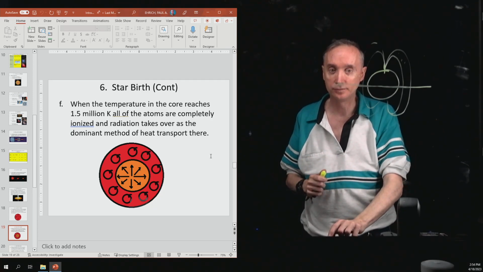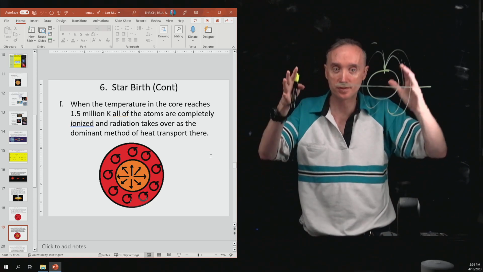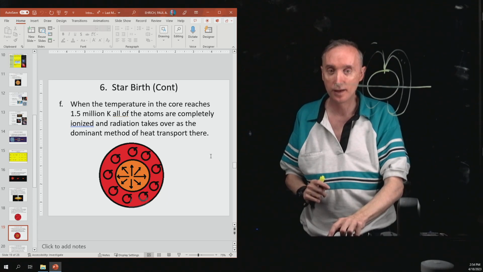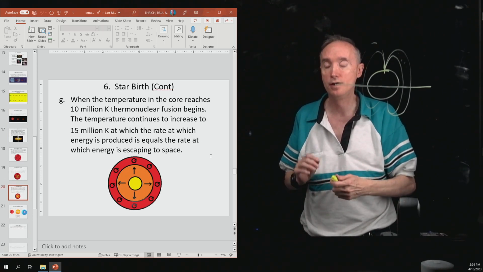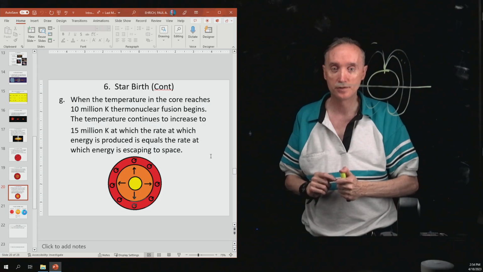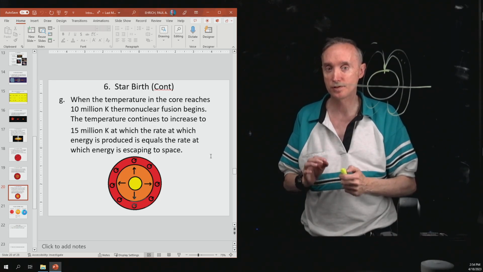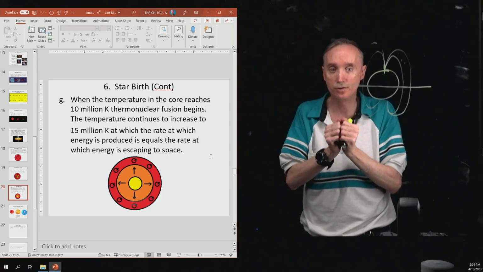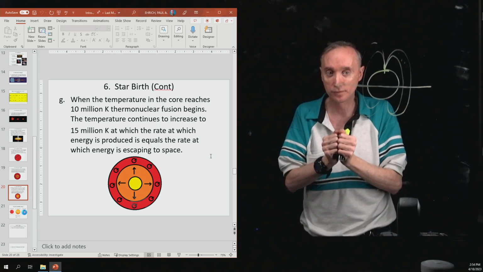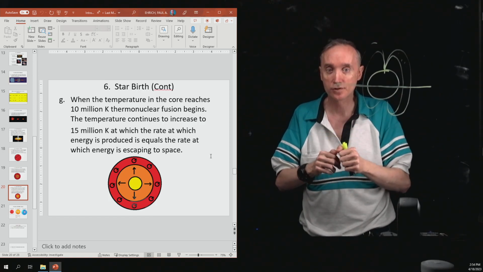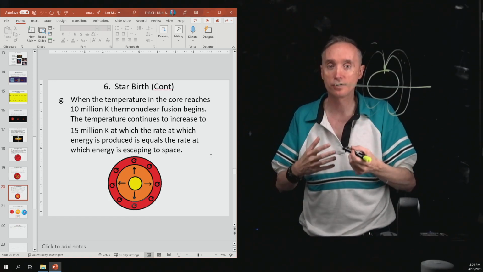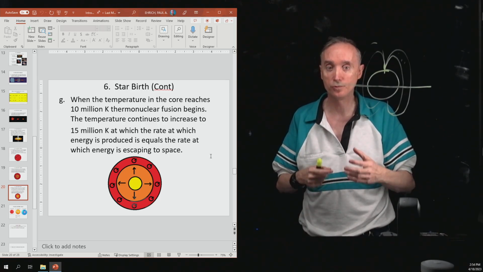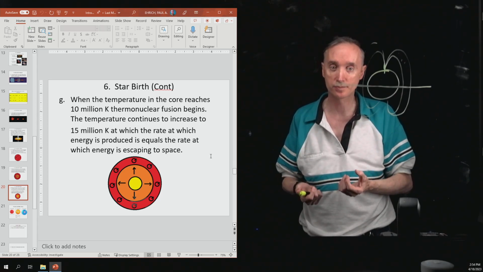Okay, and then it's still getting hotter. So it's still continuing to contract. It's still getting hotter and hotter, and now it has reached 10 million Kelvin. So when the temperature reaches 10 million Kelvin, the hydrogens smash together, so that's nuclear fusion, and starts turning into helium. So now the star has turned on. So now we have thermonuclear explosions. We now have a real star at this point.